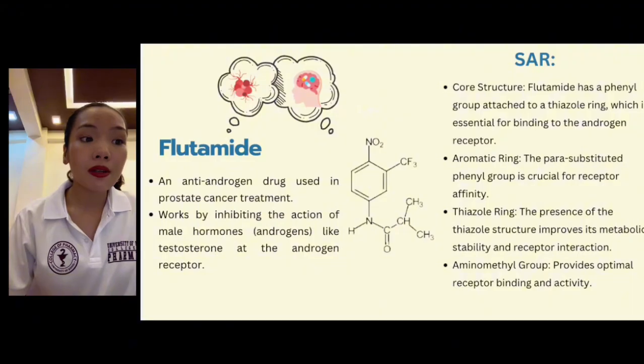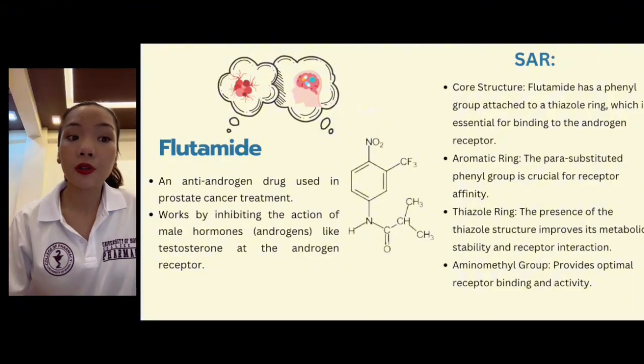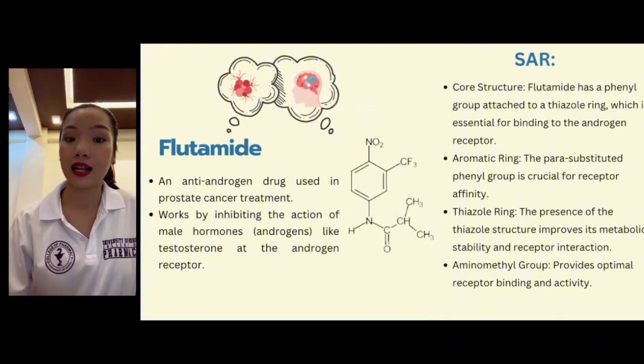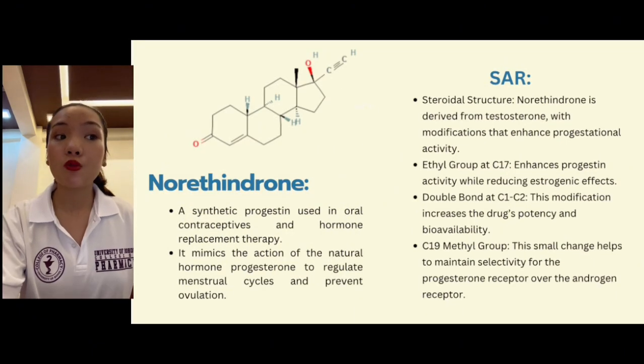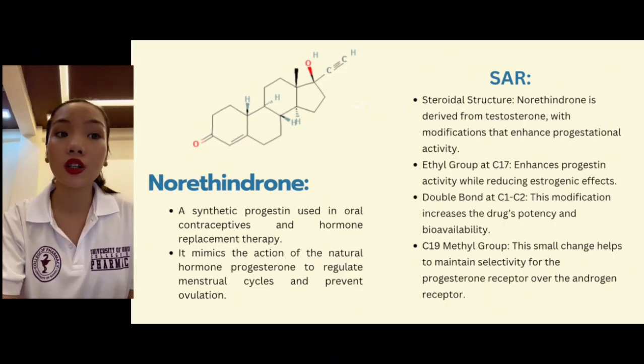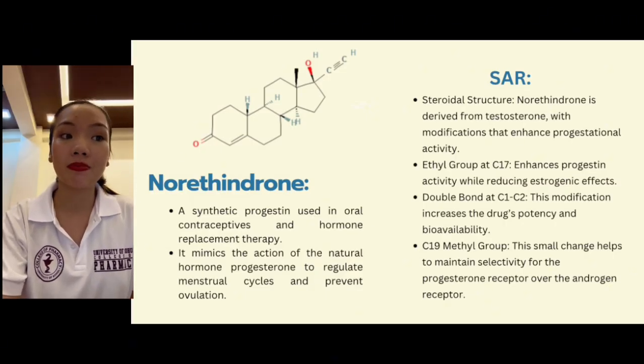Additionally, the aminomethyl group contributes to the optimal receptor binding and activity. These structural modifications make flutamide a potent anti-androgen drug with selective action against prostate cancer cells. So next, we will be discussing norethindrone. Norethindrone is a synthetic progestin used in oral contraceptives and hormonal replacement therapy.